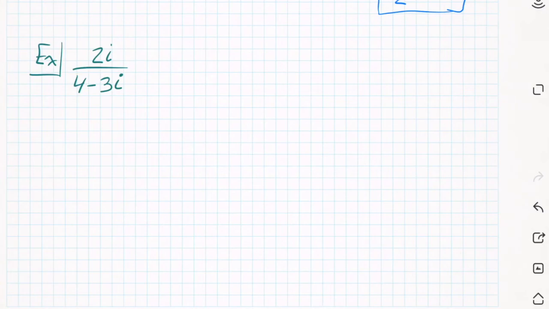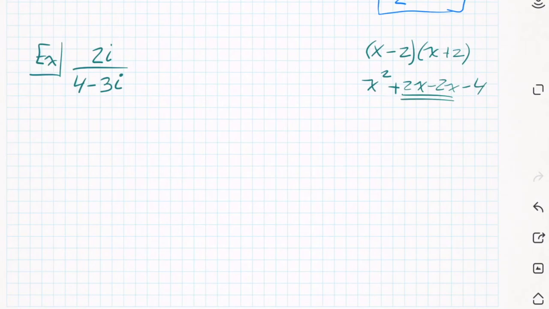And the trick is going to come from what we just learned previously in the factoring section, the difference of perfect squares. Here I have 4 minus 3i. And if we have a difference of perfect squares like (x minus 2) times (x plus 2), and we FOIL it out, we're going to get x squared plus 2x minus 2x minus 4, and the middle two terms are going to cancel. And we get the square of the first term and the square of the second term.